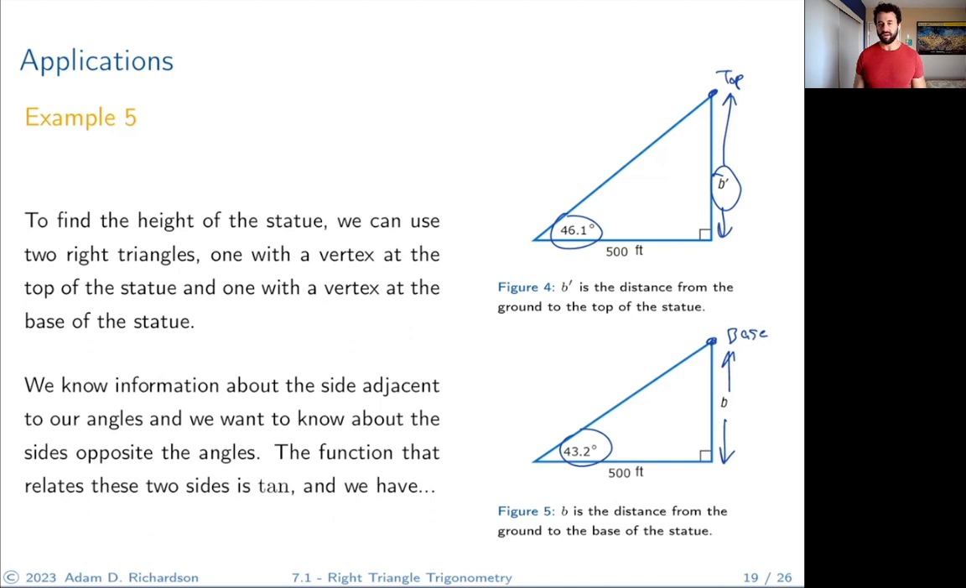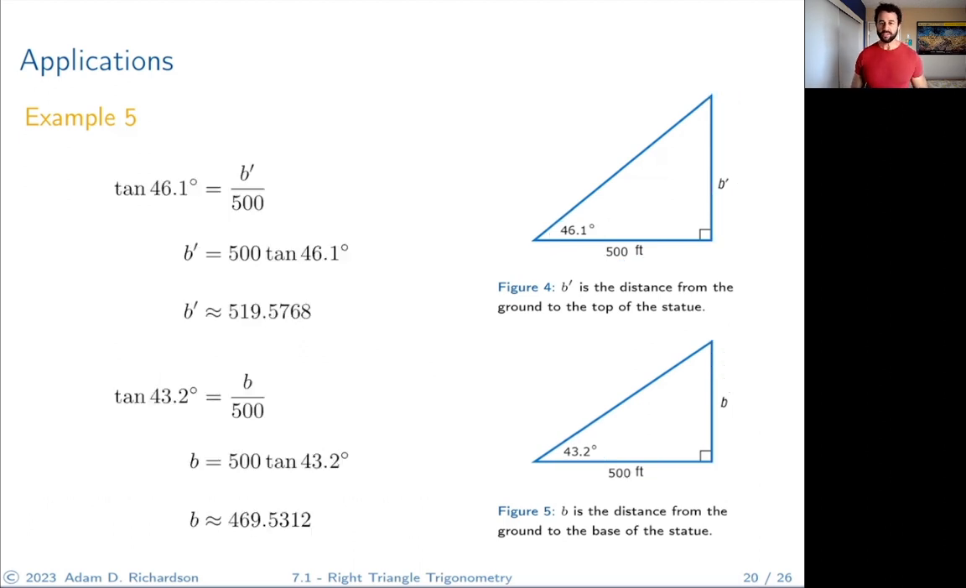And what are we trying to figure out? We need to know what B prime and B are if we want to be able to find the height of the statue. What do we know? We know this length is 500 in both cases. So we need a function that's going to relate the leg that's adjacent to the angle and the leg that's opposite the angle. Adjacent and opposite, that's tangent, right? So we're going to use tangent again. Tangent of 46.1 degrees is going to be opposite over adjacent.